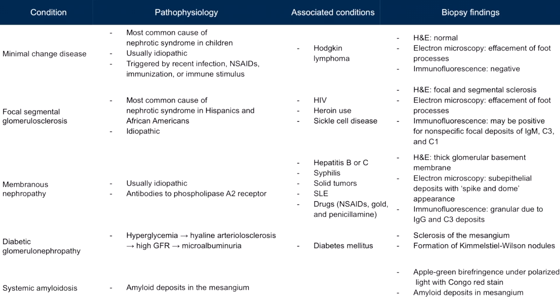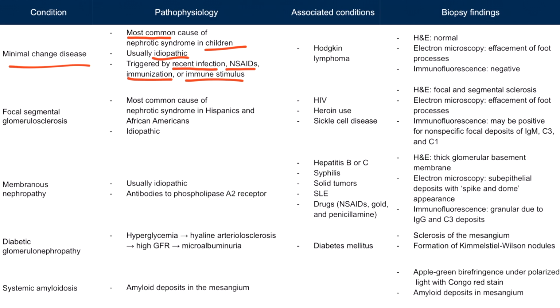Let's start with minimal change disease. Minimal change disease is the most common cause of nephrotic syndrome in children, and it's usually idiopathic, but it may be triggered by a recent infection, as well as NSAIDs, immunization, or some sort of immune stimulus, anything that stimulates the immune system. These events all have in common the release of cytokines, which then damage podocytes.